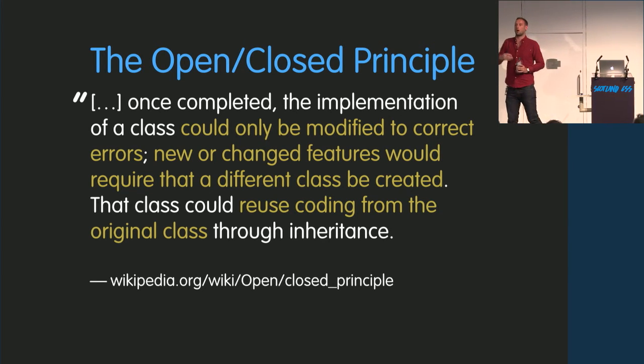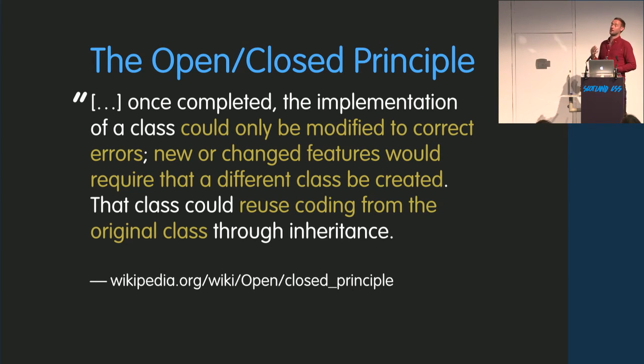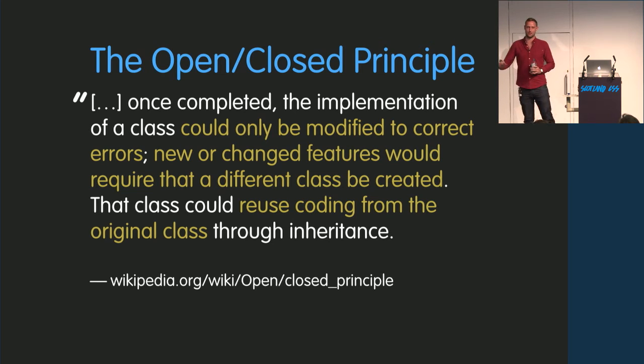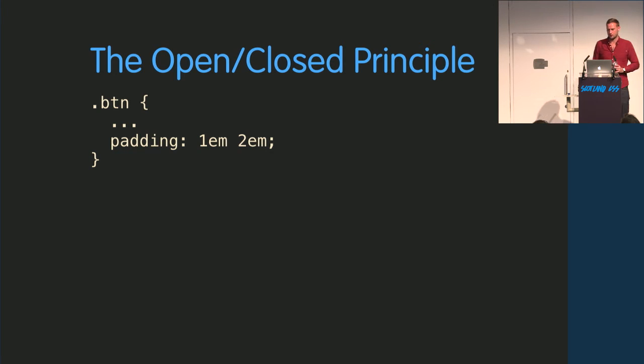That only happens if it's a bug. If somebody wants a larger button, for example, that's a changed feature or an additional feature, I cannot make that modification directly to the buttons. I have to write a subsequent bit of CSS that adds that functionality. This is the extension. And that class could reuse code from the original class through inheritance. This is basically exactly how CSS works. It's an inheritance-based model.